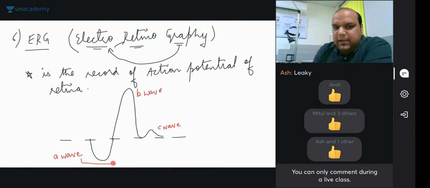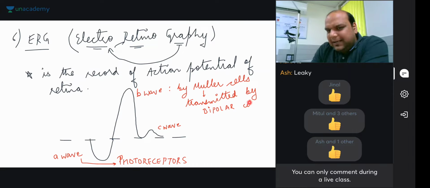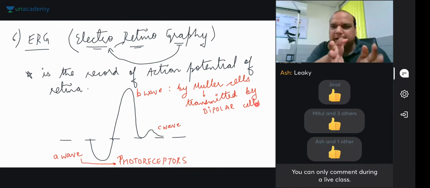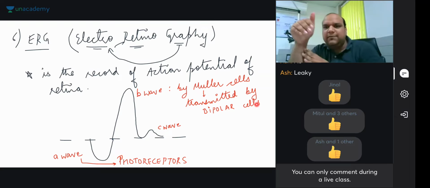The A wave is the wave of depolarization which starts in photoreceptors. The B wave is generated by Muller cells and transmitted by bipolar cells. This is slightly tricky, everybody. Bipolar cells themselves do not generate any wave as far as ERG is concerned. Along with bipolar cells, we have neuroglial structural supporting cells called Muller cells. So actually, Muller cells generate this B wave, but Muller cells are not present in the visual pathway, so they can't conduct it. The conduction of the B wave is done by bipolar cells.